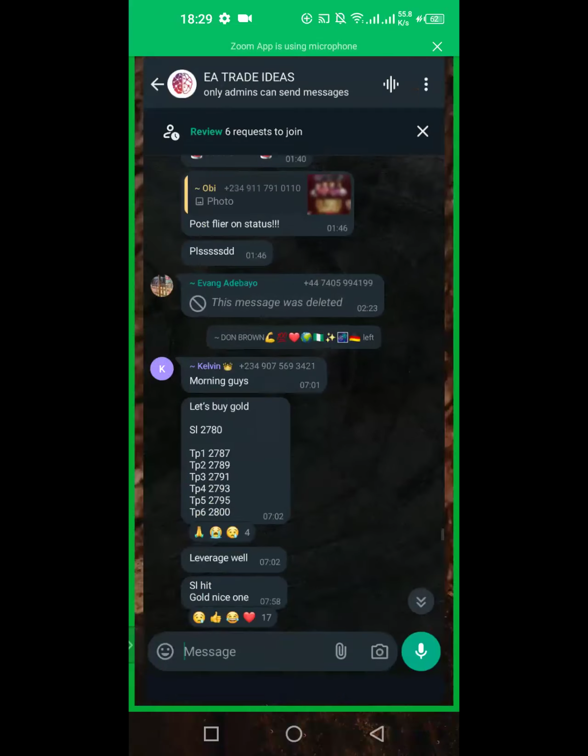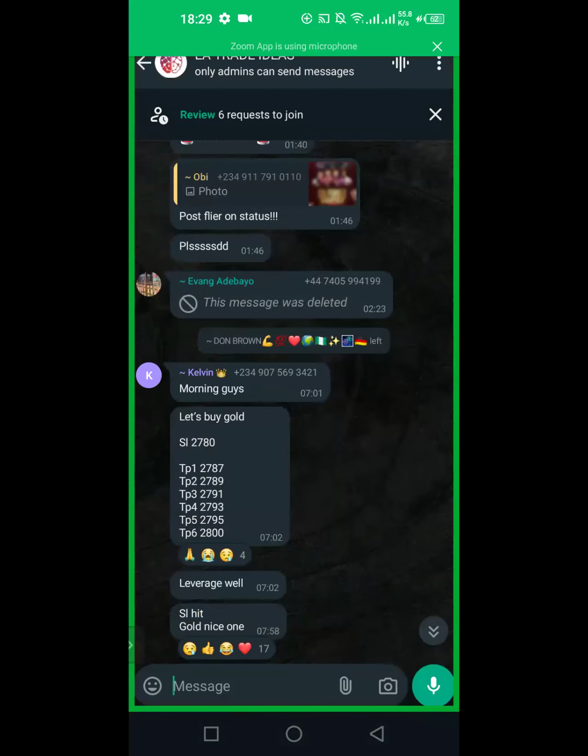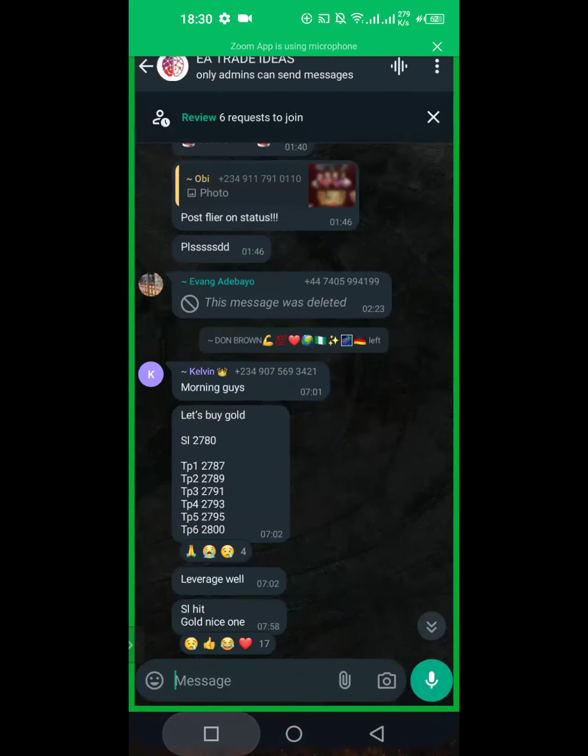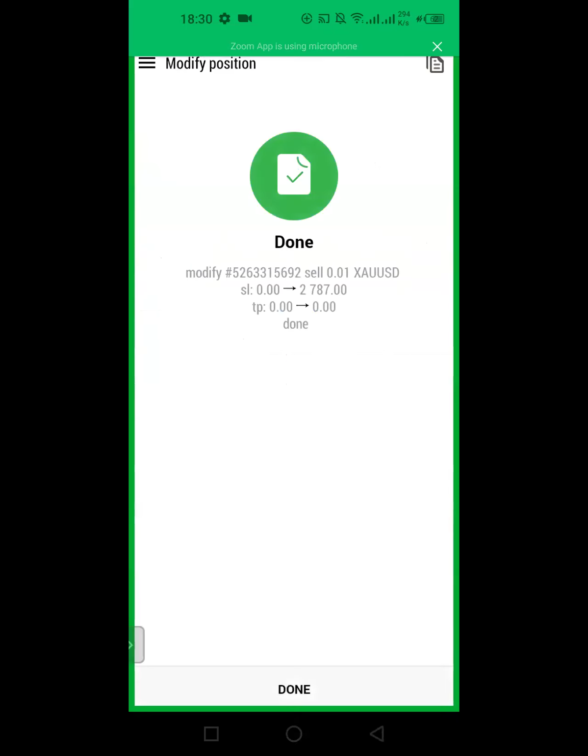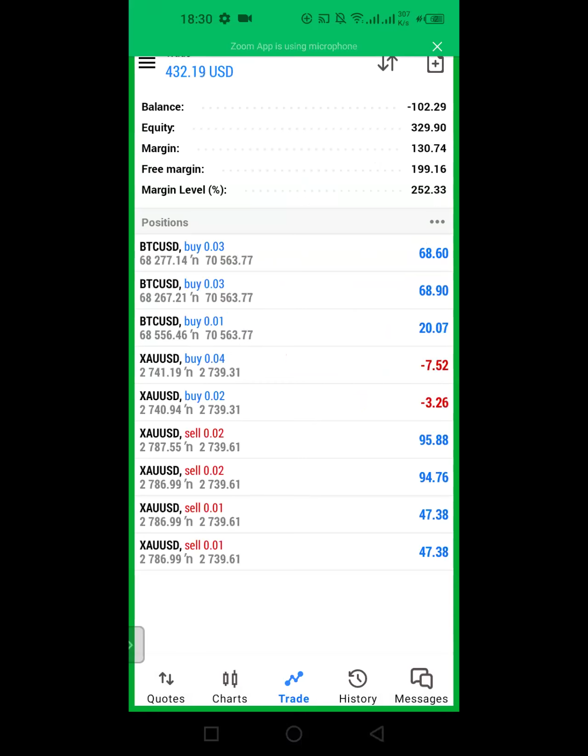You can put your TP1 as your new stop loss, right? Or put your TP2, right? So you can use TP1, 2787, then you modify. So once you modify, you've successfully locked your trade, right? It is straightforward like that. Then assuming I'm using 0.01 now, I'm currently on profit of $47.